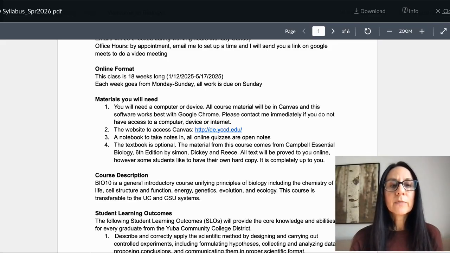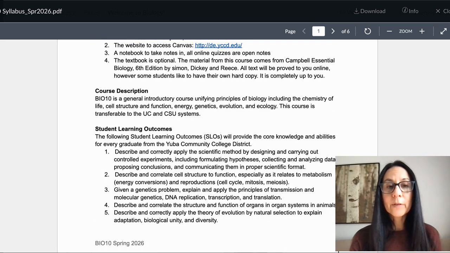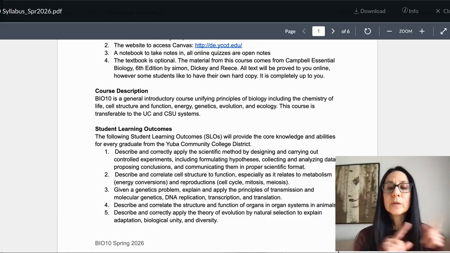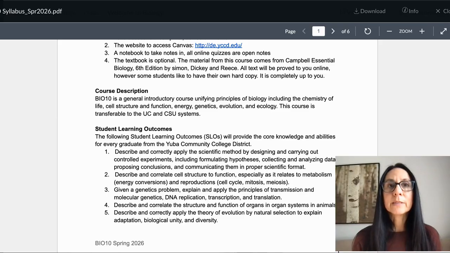The materials you need for this class are a computer or a device, which you're on right now. You need to access Canvas, which you've already done. You're going to need a notebook. So, grab a notebook that you haven't finished or get a new notebook. All my lectures are videos, and taking notes is really helpful because the quizzes are directly connected to the videos. And so you might want to write some stuff down.